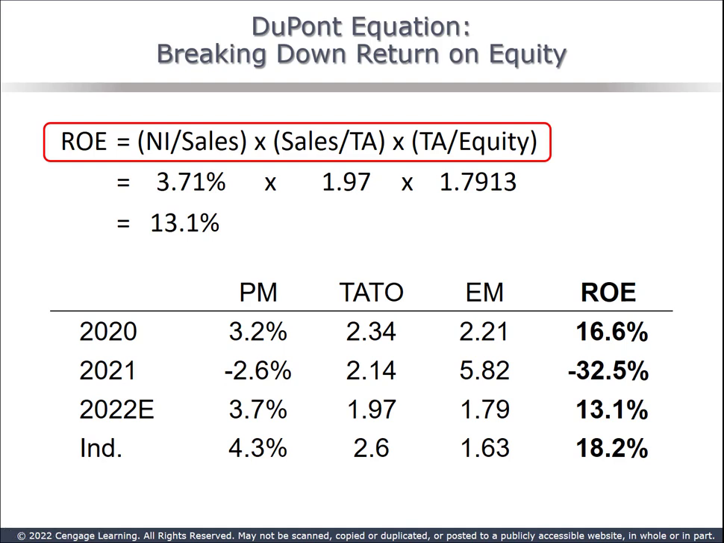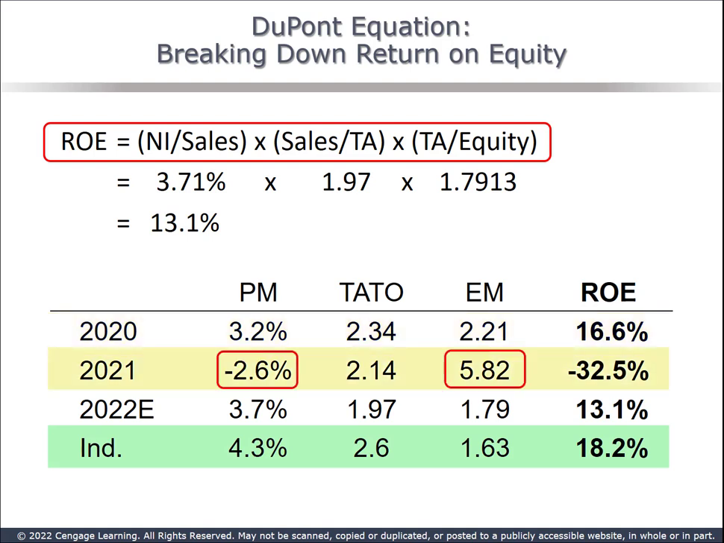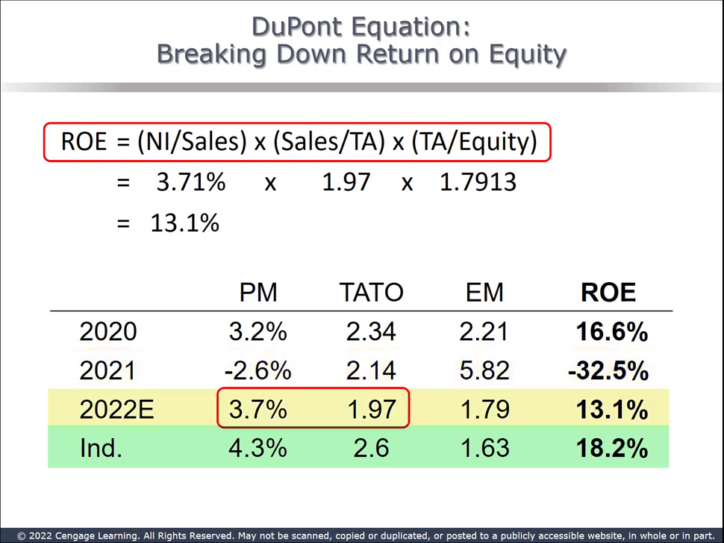Looking at DeLeon's DuPont equation over the last 3 years, 2020 was below industry average to begin with. 2021 was a disaster with a negative profit margin and high equity multiplier, high debt. Their estimate for 2022 turns things around, but their problem is in total asset turnover, too low versus industry averages and driving the ROE down.